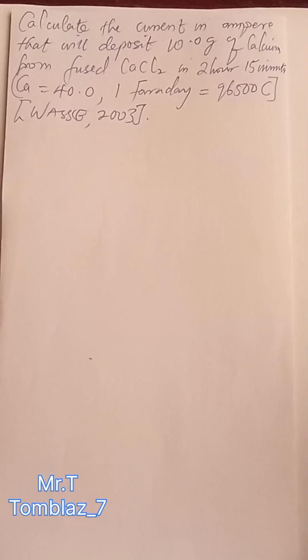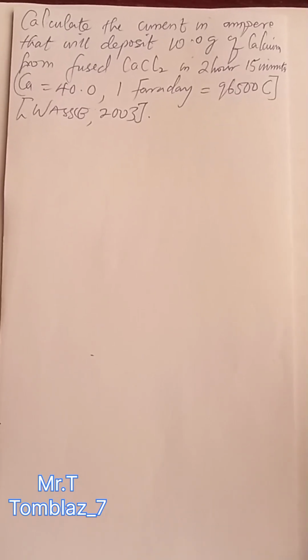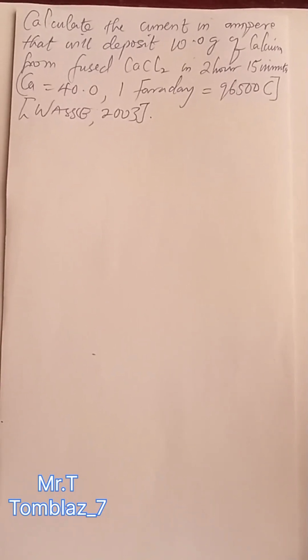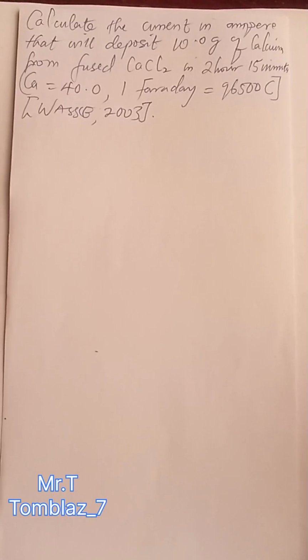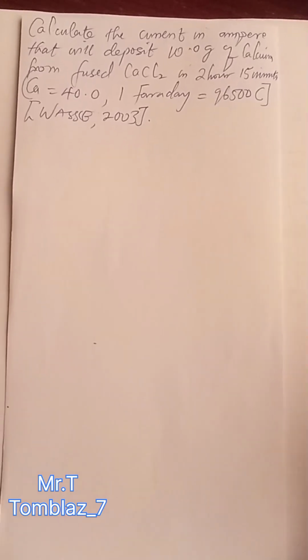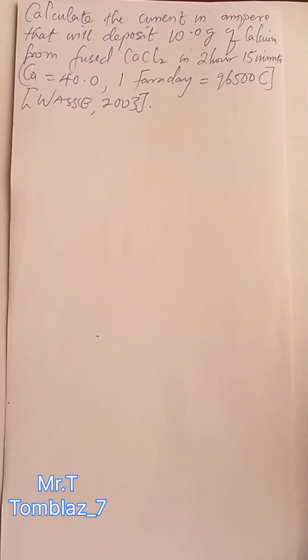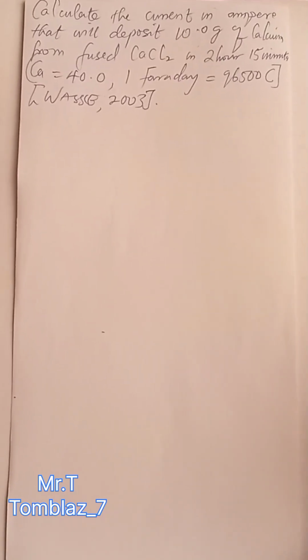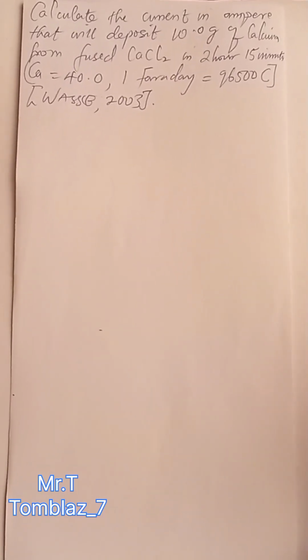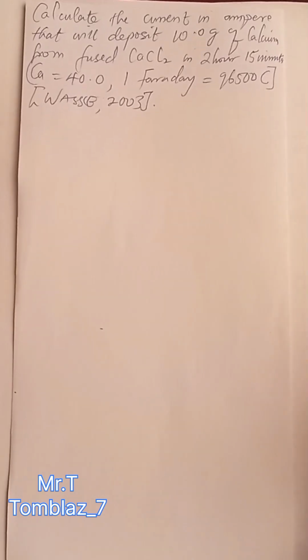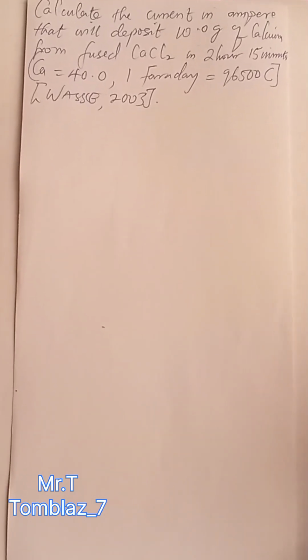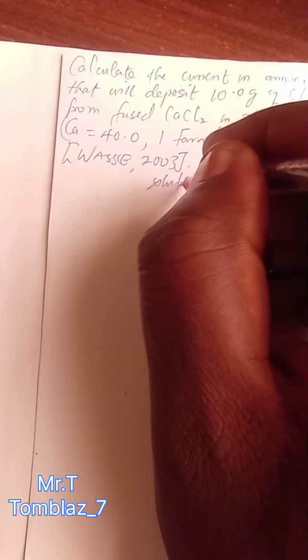This question says we should calculate the current in amperes that would deposit 10 grams of calcium from fused calcium chloride in 2 hours 15 minutes. The atomic mass of calcium is 40.0. 1 Faraday represents 96,500 coulombs, and it's a WAEC question from 2003. So, let's start with the solution.